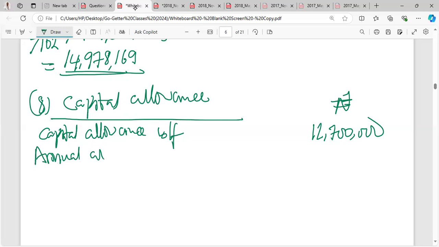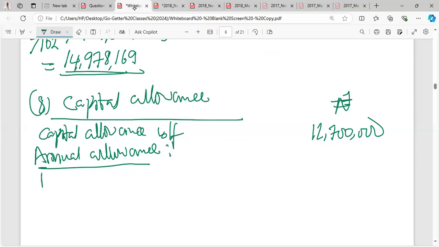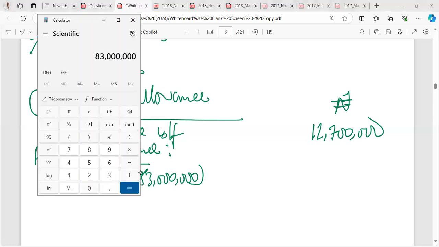Annual allowance. First one will be building, 83 million. Building, that will be 20% of 83 million. So 83 million multiplied by 0.2, that will give me 16.6 million.